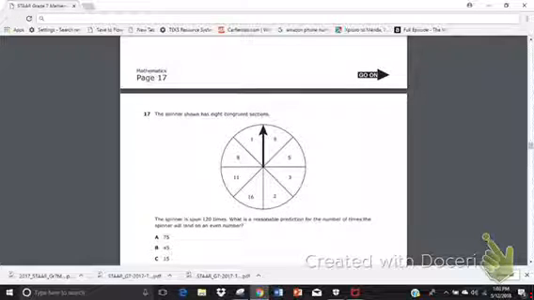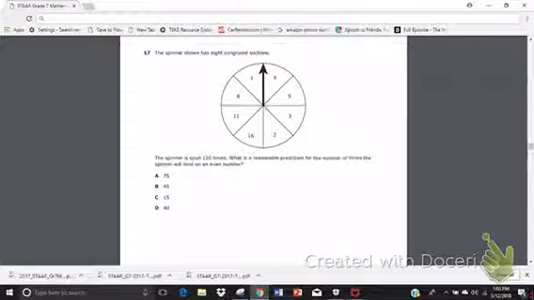17. The spinner shown has 8 congruent sections, which means that each one has an equal chance of getting selected, or fair, if you want to see it. The spinner is spun 120 times. What is a reasonable prediction for the number of times the spinner will land on an even number? And guys, it is desired over total.